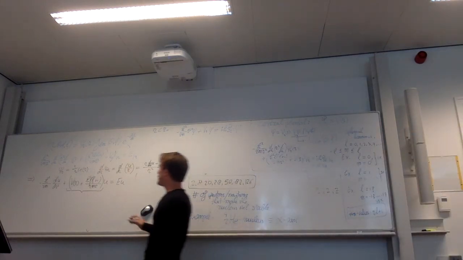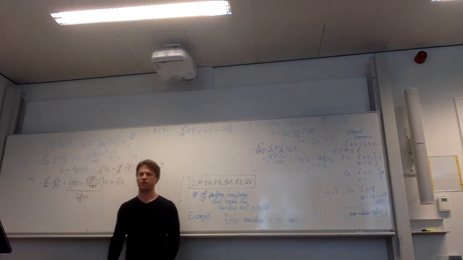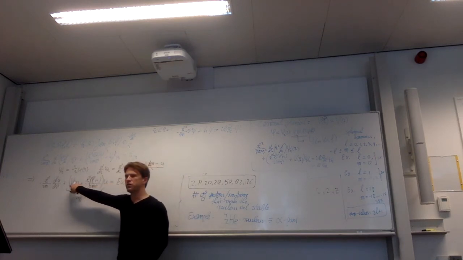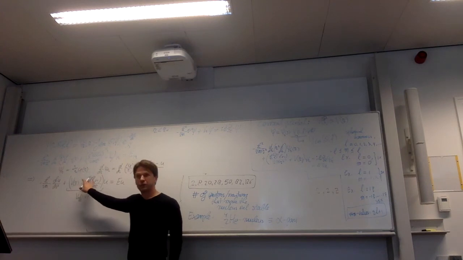So what people usually call this is the effective potential. Why? Because if you just redefine this new thing, your V, your original potential, plus this extra part that came from the spherical harmonics, it really is just a Schrodinger equation again.